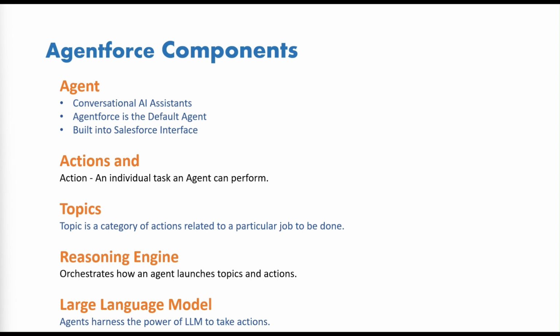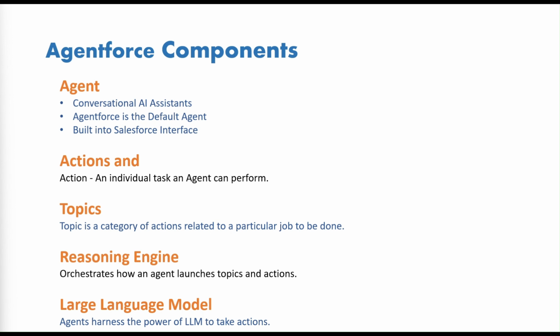Next, actions and topics. An agent includes a library of actions, which is basically a set of tasks the agent can do, such as summarizing information, getting answers from a knowledge base, or drafting emails. Actions are how an agent gets things done. In other words, an action is an individual task the agent can perform. For example, if a user asks an agent for help with writing an email, the agent can launch an action that drafts the email and grounds it in relevant Salesforce data.